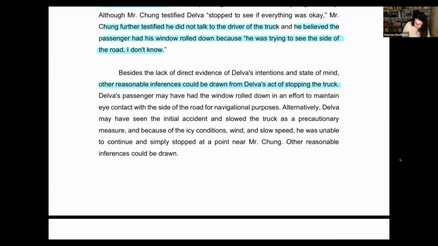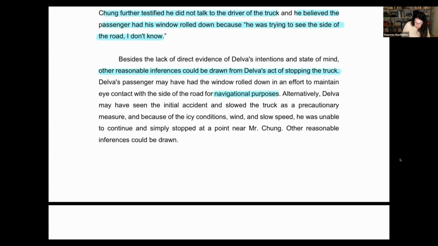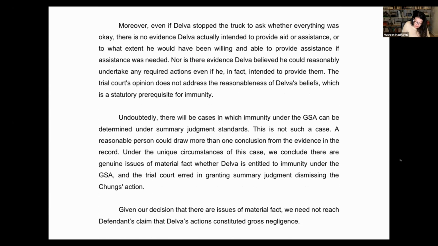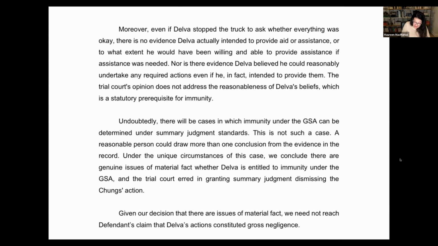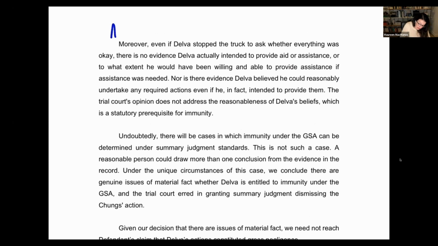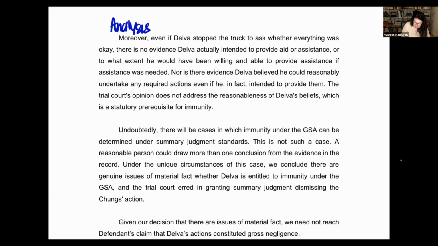After stopping the truck. So I'm going to highlight, just pull out what I think are the relevant facts from this. As a precautionary measure, because of the conditions, he was unable to continue and simply stopped at a point near Mr. Chung. Says, moreover, even if Delva stopped the truck to ask whether everything is okay, there is no evidence Delva actually intended to provide aid or assistance. This is more analysis. Or to what extent he would have been willing and able to provide assistance if assistance was needed, nor is there evidence Delva believed he could reasonably undertake any required actions, even if he, in fact, intended to provide them.